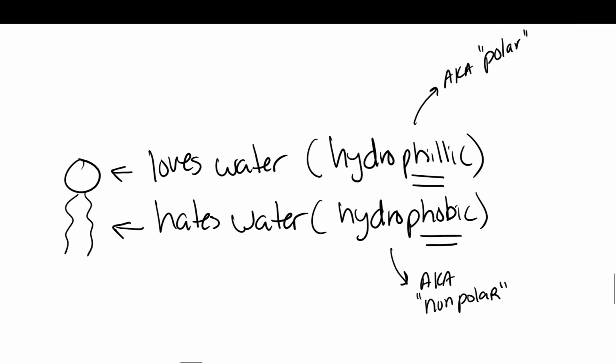We're adding a little bit of vocabulary here. So the phosphate head, we know, loves water. The lipid tail hates water. Another word that we use for loving water is hydrophilic. Hydro means water, philic means to love. Think of Philadelphia, the city of brotherly love.